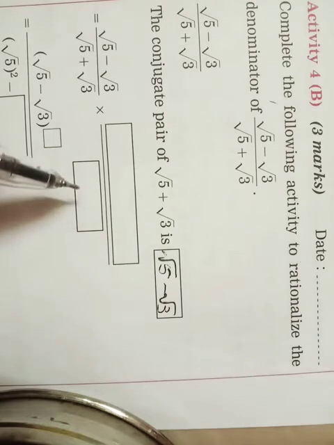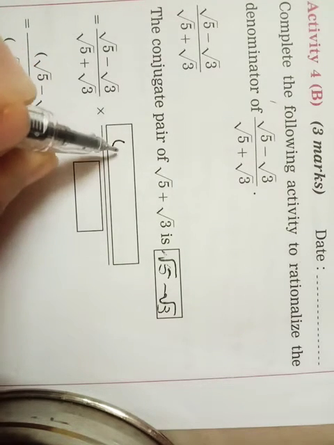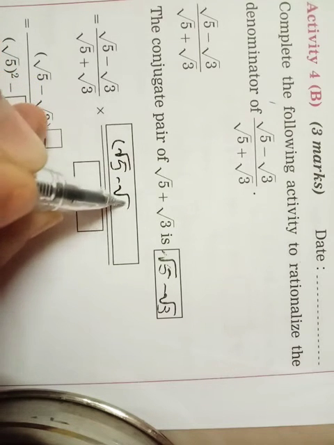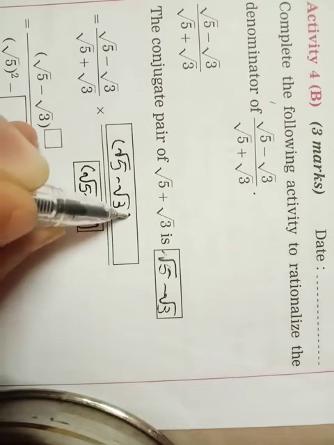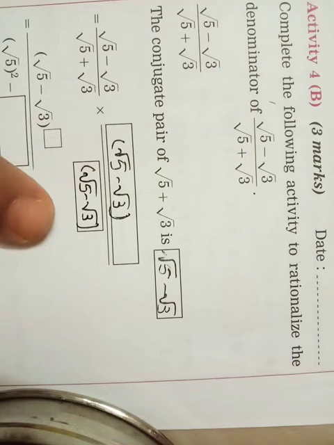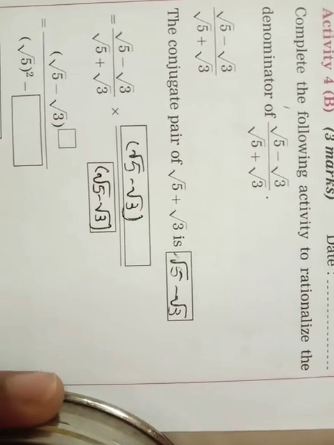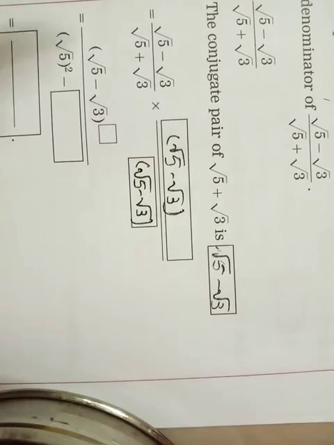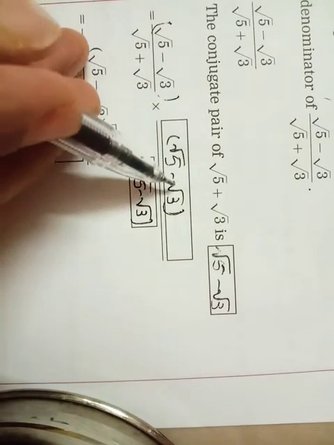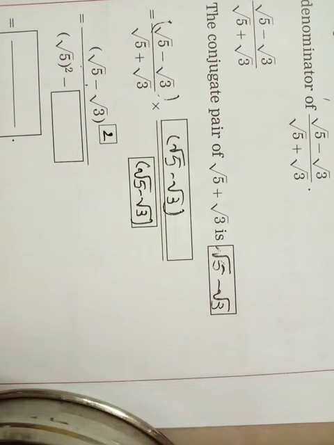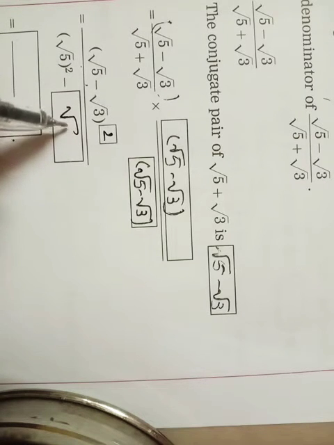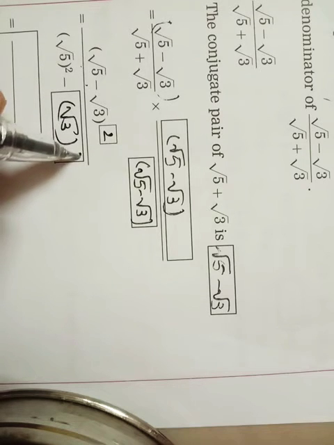So we'll multiply numerator and denominator both by root 5 minus root 3. Numerator as well as denominator, both will be multiplied by root 5 minus root 3. Right? So now this is also root 5 minus root 3 and this is also root 5 minus root 3. So we can have root 5 minus root 3 the whole square. Correct? And upon you will have root 5 the whole square minus root 3 the whole square.